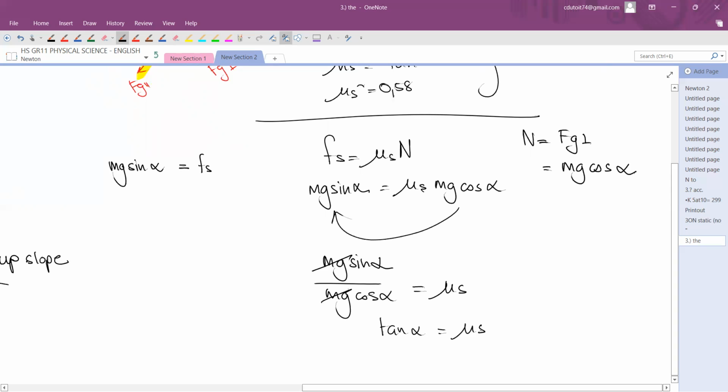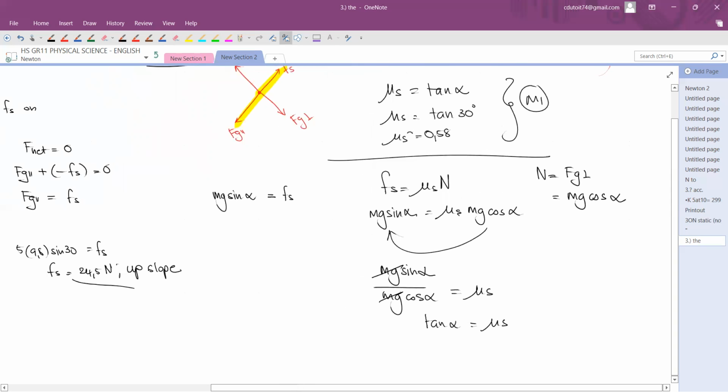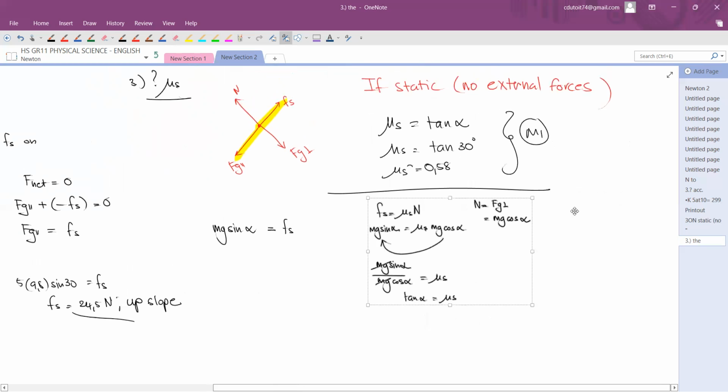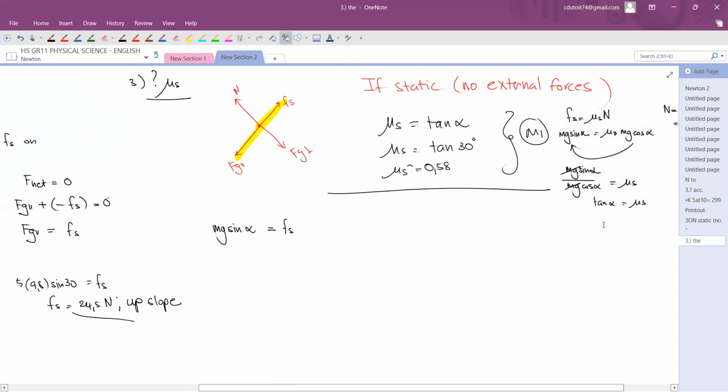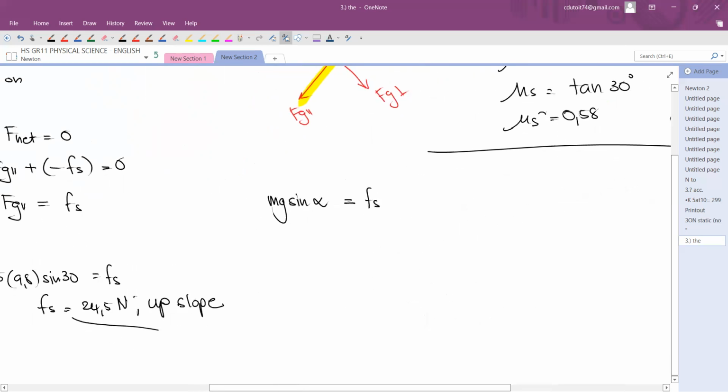But you probably won't see this happening. Why? You will have the frictional force done already by now. So I'm going to just take this and make it smaller. This is where method 1 comes from. So you'll probably just do this.